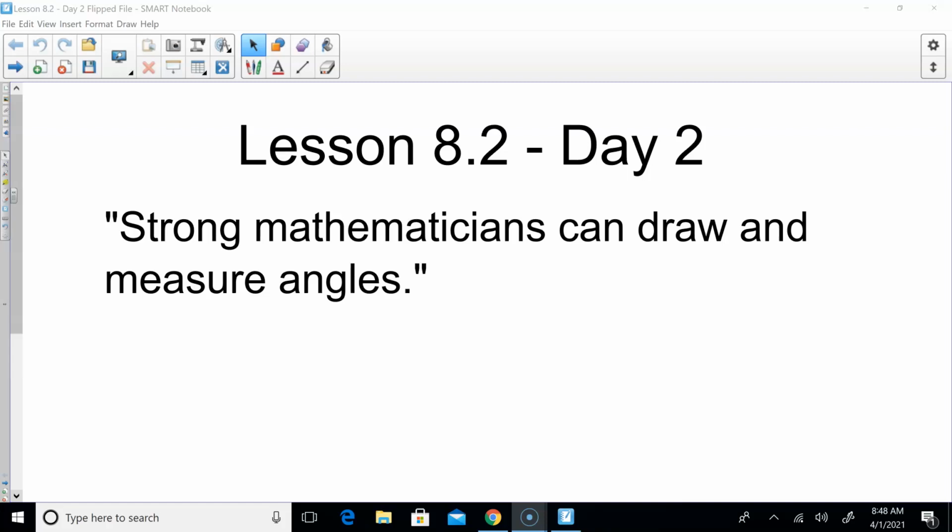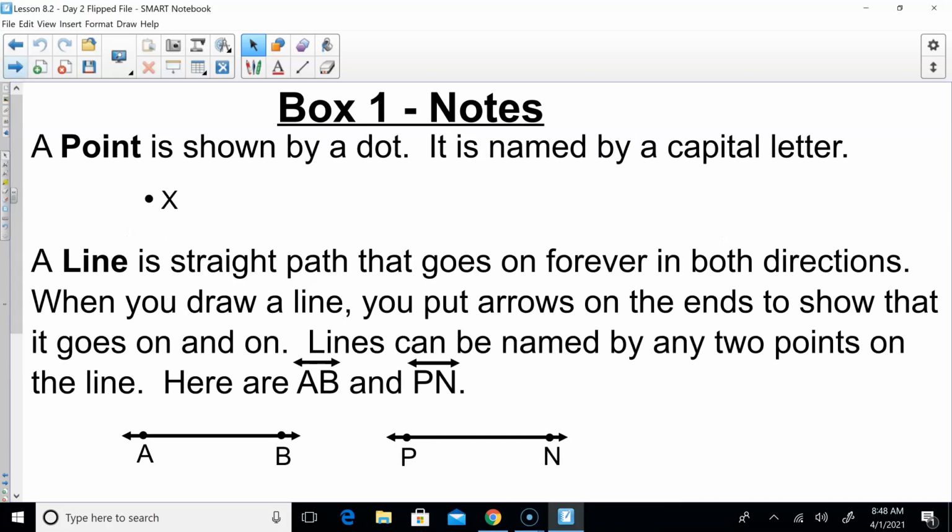Welcome, class, to Lesson 8-2, Day 2. Today, strong mathematicians can draw and measure angles. So take out your notebook and your pencil to write down today's date and the name of the lesson, and let's dive right in. As you know from yesterday, we're just reviewing some more things.